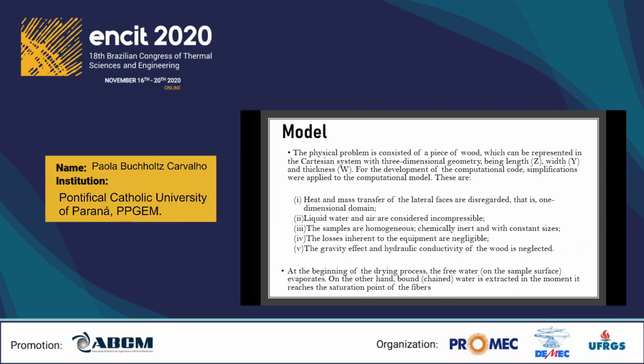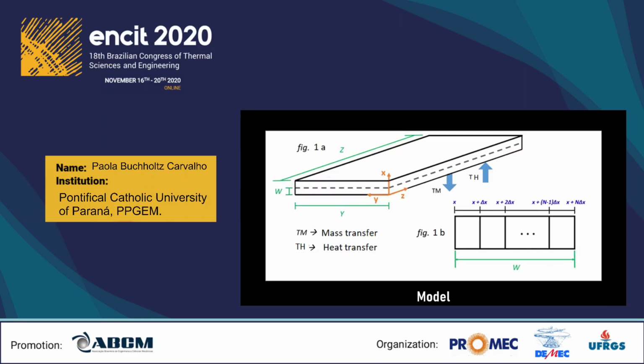The physical problem consists of a piece of wood which can be represented in the Cartesian system with three-dimensional geometry. But for the computational code, simplifications were applied, like heat and mass transfer of the lateral faces are discarded, then it is a one-dimensional domain, and the liquid water and air are considered incompressible. In this figure, in the letter A, you can see the three-dimensional geometry, and in the letter B, the one-dimensional geometry.